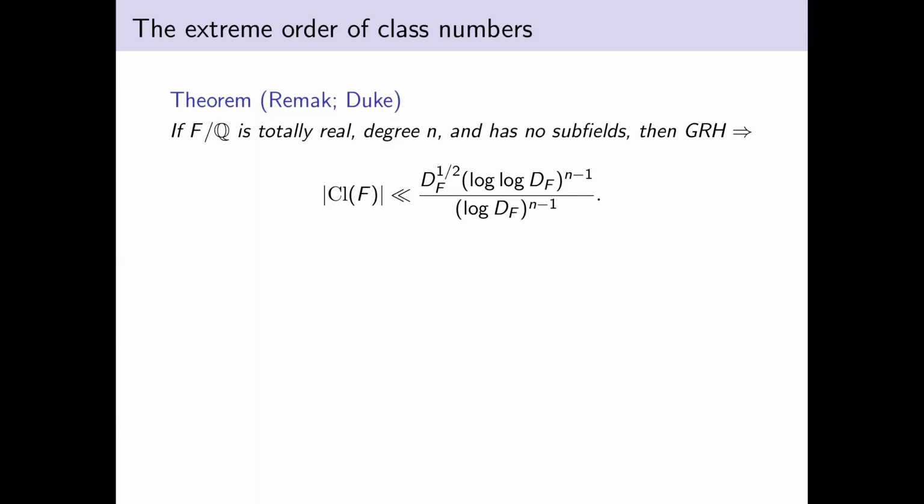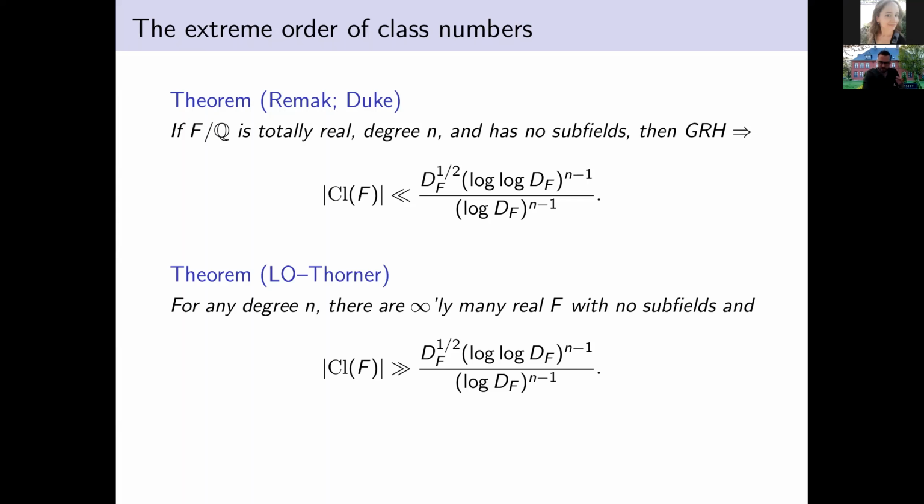Maybe you don't like this because you're not an analytic number theorist, and you're not a huge fan of these log logs to a power. But unfortunately for you, Jesse and I show that this is essentially the right answer for how big class numbers can be. We show that for any degree n, there are infinitely many totally real fields with no subfields for which the class number actually is this size.